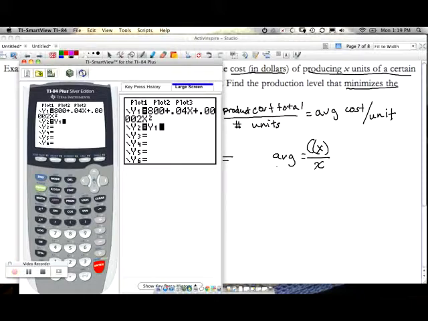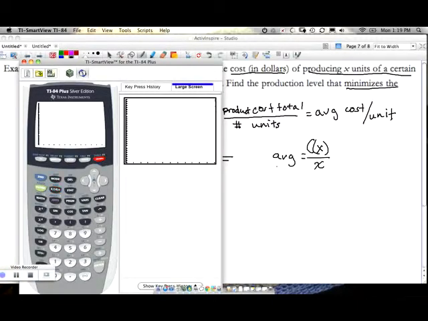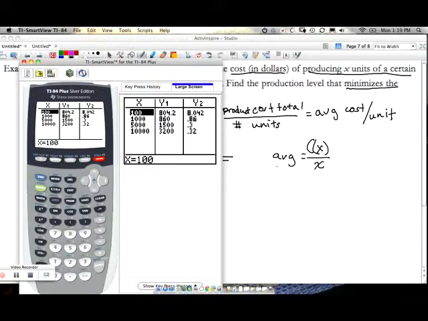Now again, if I were to look at my table, I should get, let's look at the table here. There we go. 8.042, 0.86, 0.3, 0.32. Now those are the numbers that we were coming up with for our average cost. So that makes sense. All right, so now let's calculate the minimum of Y2.